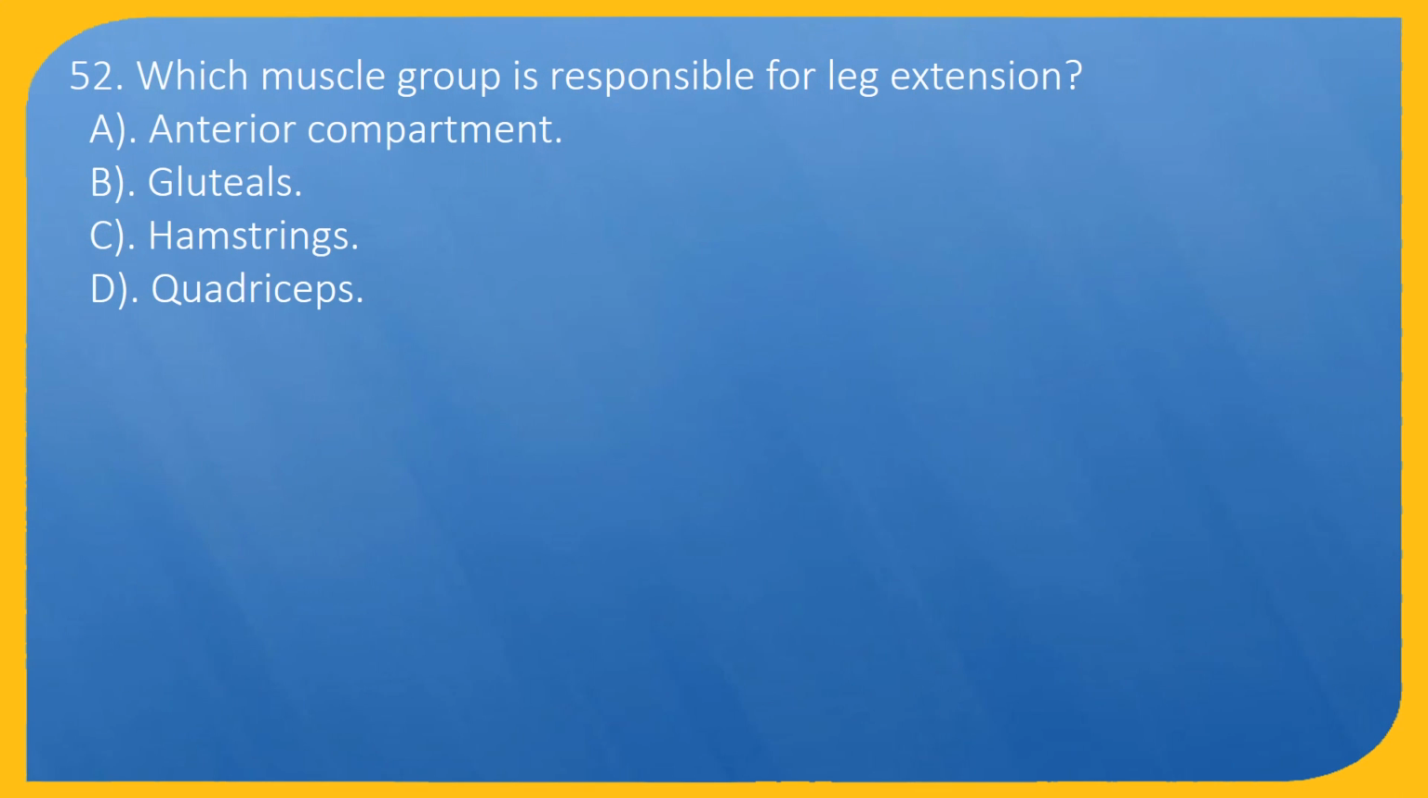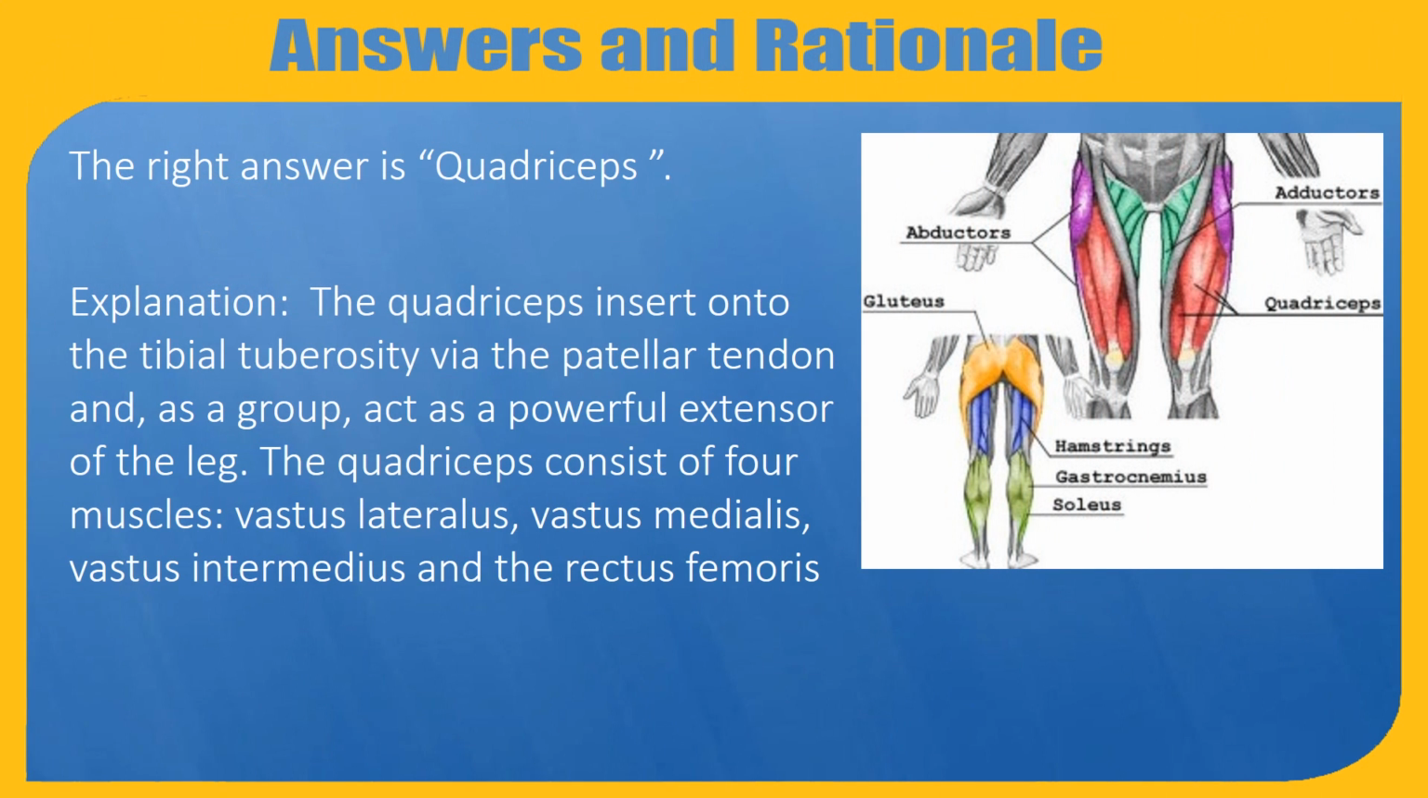Question 52. Which muscle group is responsible for leg extension? A. Anterior compartment. B. Gluteals. C. Hamstrings. D. Quadriceps. The right answer is quadriceps. Explanation: the quadriceps insert onto the tibial tuberosity via the patellar tendon and, as a group, act as a powerful extensor of the leg. The quadriceps consist of 4 muscles: vastus lateralis, vastus medialis, vastus intermedius and the rectus femoris.